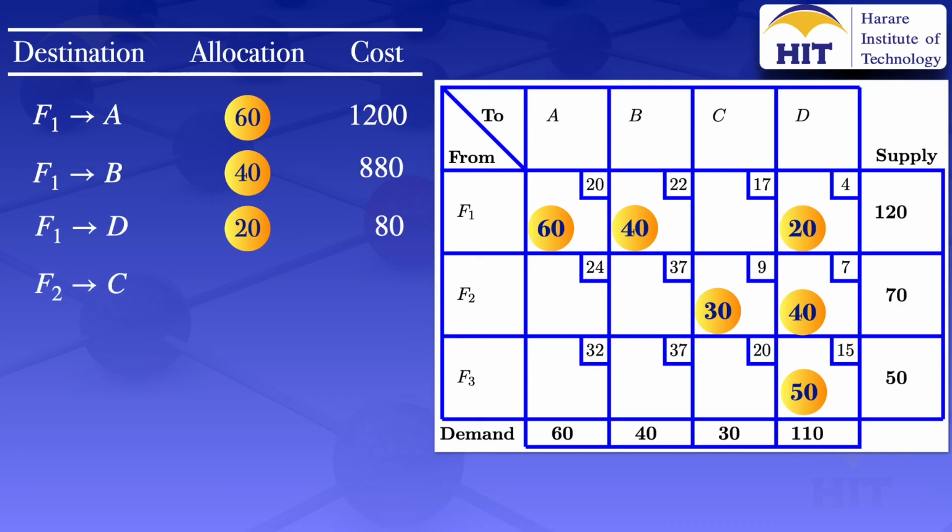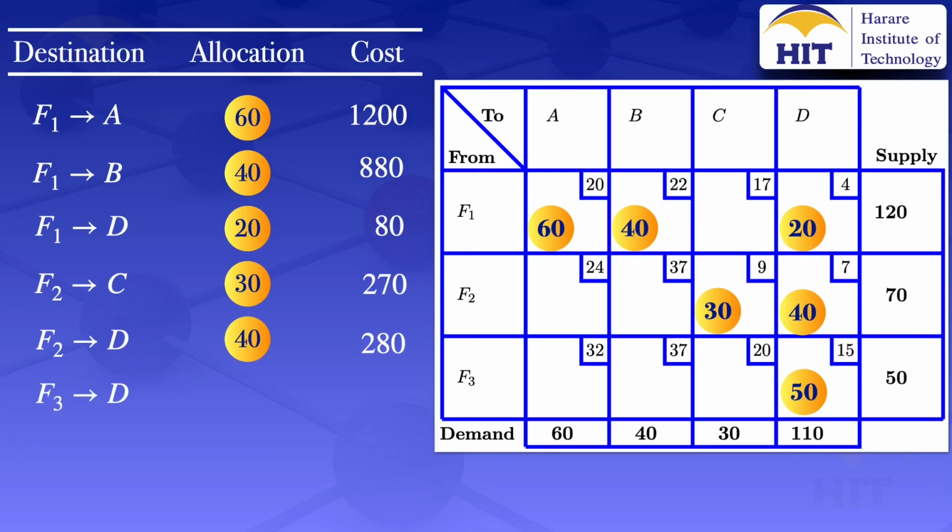From F2 to C, we are allocating 30 units, 30 units at a unit cost of 9. The cost there will be 30 times 9, which gives us 270. From F2 to D, we are allocating 40 units, 40 units at a unit cost of 7. The cost there will be 40 times 7, which gives us 280.